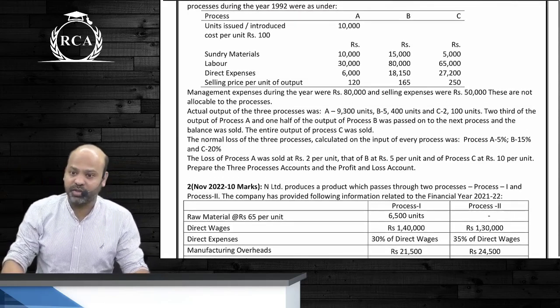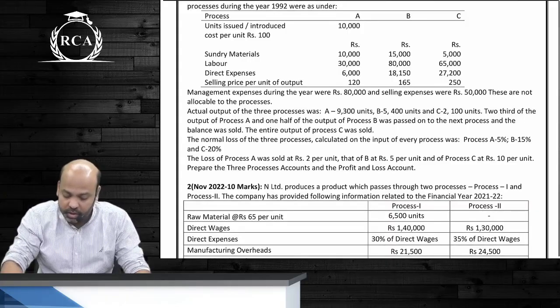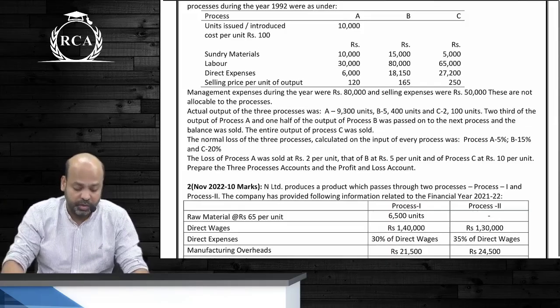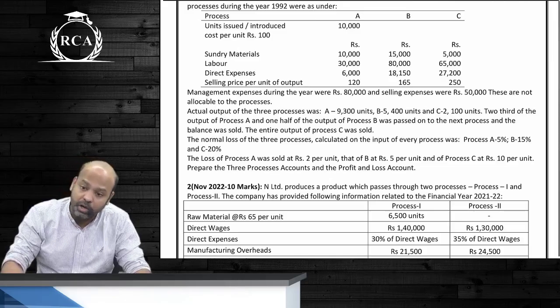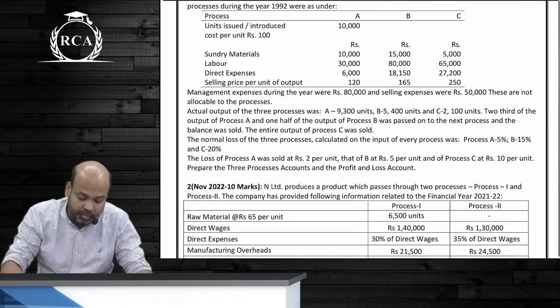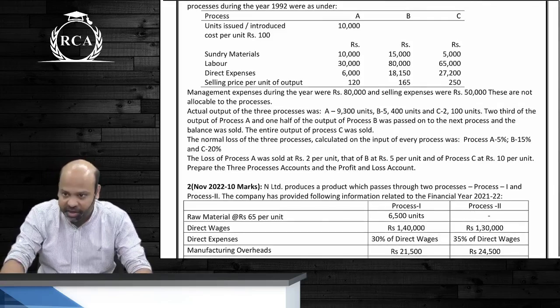The actual output of the three processes were A 9,300, B 5,400, C 2,100. 2/3 of the output of process A and 1/2 of the output of process B was passed on to the next process, and the remaining was sold. So at every stage, a part of the output is being transferred to the next process and a part is being sold. The entire output of process C was sold. Obviously, it will not be transferred to the next process, it will be sold.